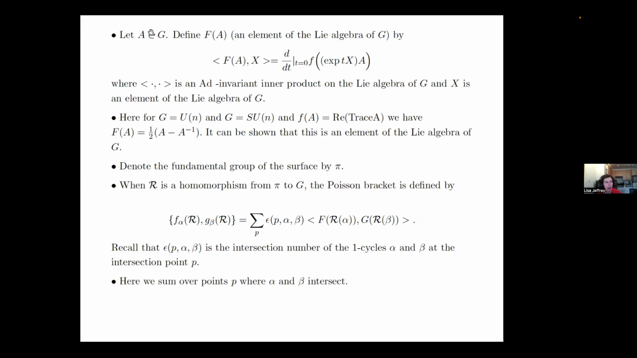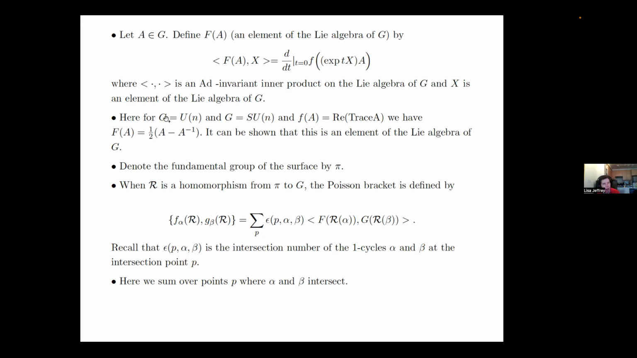So if A is an element in the group, we define capital F of A. This will be an element of the Lie algebra. So if X is an element also of the Lie algebra, this is just the derivative at 0 of A times the exponential map of tX. The angle bracket is just typically the Killing form. It's an adjoint invariant inner product on the Lie algebra.